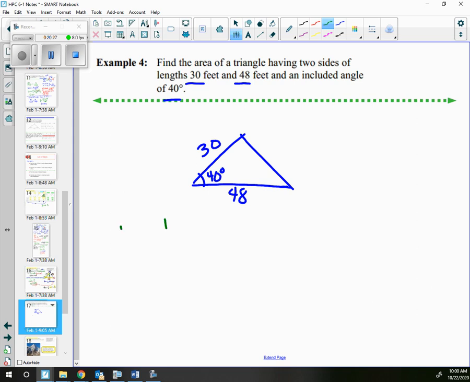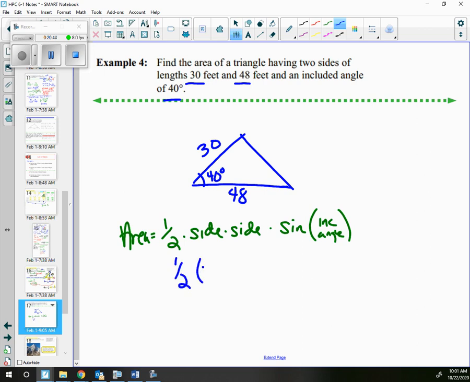Otherwise, just realize when you calculate area, I'm going to go ahead and write area, 1/2, you can think of it like this, side times the side times the sine of the included angle. So if you don't even want to put any sort of labels on these, you wouldn't have to. You could just say 1/2 30 times 48 times the sine of 40 degrees. And that would be my area.